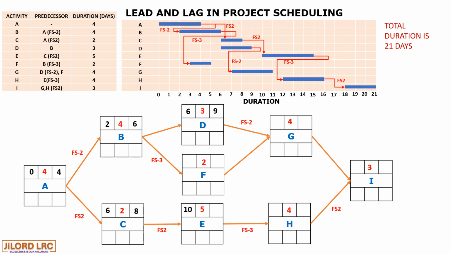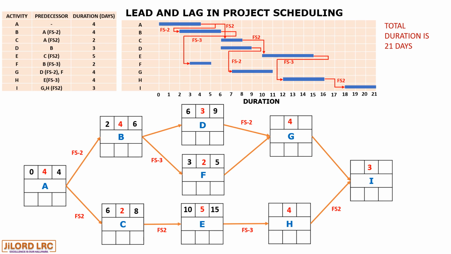So the early finish for activity E then becomes 15. For activity F, there is a lead of 3 days, and therefore F starts 3 days after B has commenced. And therefore we have 3 minus 6 minus 3 giving us 3. And then that becomes the early start for activity F plus the duration gives us the early finish of activity F as 5.